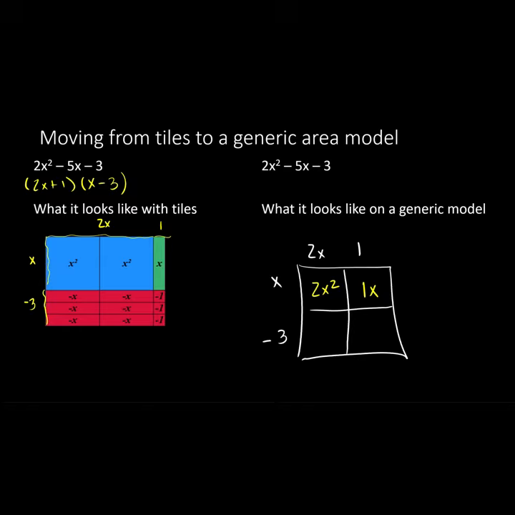2x times negative 3 is negative 6x, and here we can see that with the 6 negative x tiles in my lower left. And then lastly, negative 3 times 1 is negative 3, and I can see that with the negative 3 unit tiles in the lower right. So really, all those sections were taken into consideration. This is what it looks like with the tiles, and this is what it looks like with a generic model.